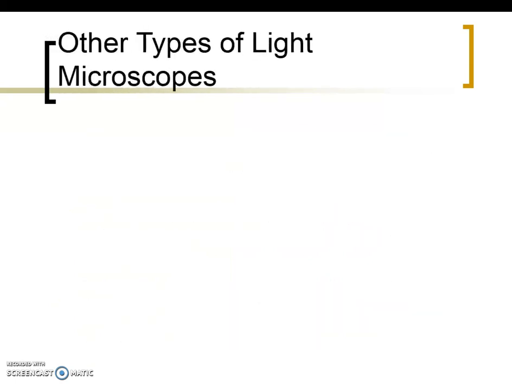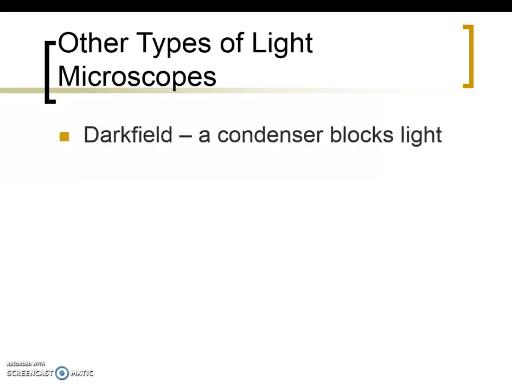There are other types of light microscopes that we will not use in our class. One is called the dark field light microscope, in which the condenser blocks the light. That's used to see other parts of the cell, like the insides of the cell. There's a picture on page 57. And actually, the picture on page 57 is kind of neat because it shows you the physics involved in bending the light and how the microscope actually works internally.